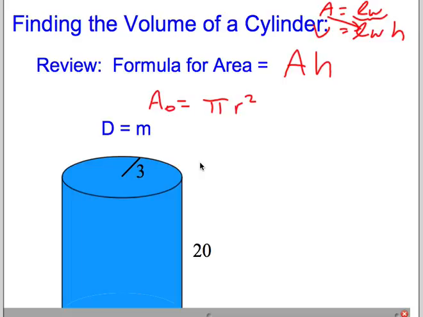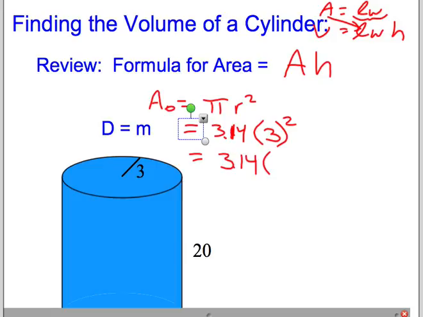Remember the radius is half of the circle, and that's what we're given here. So to find the area of this circle, I'm going to take 3.14, which is pi. I'm going to take my radius and square it. I can do 3 squared in my head. You should be able to do that too.